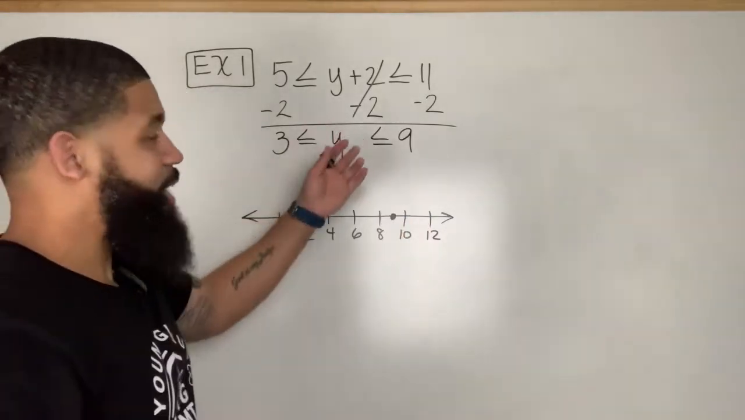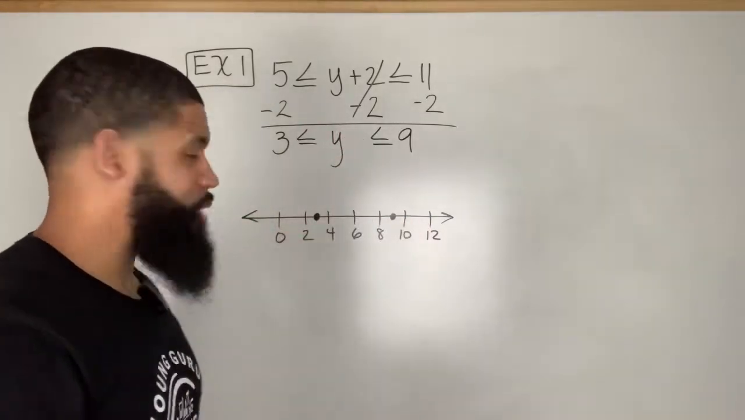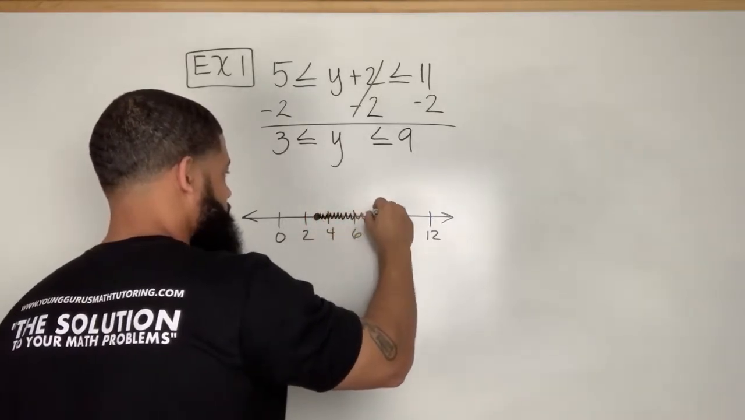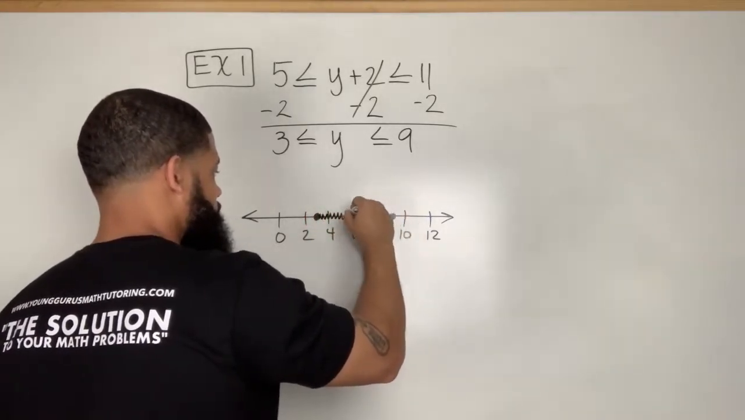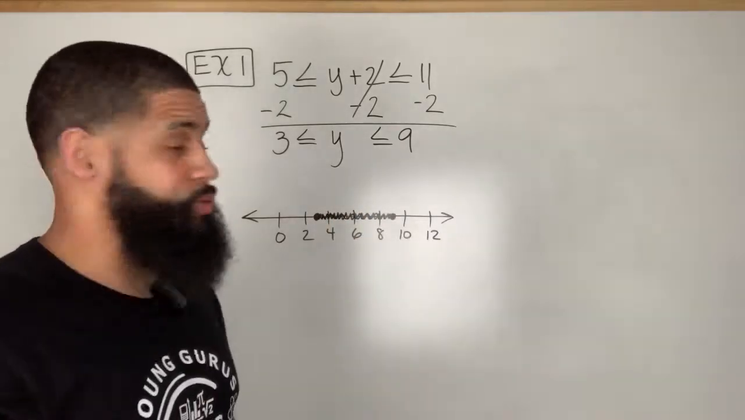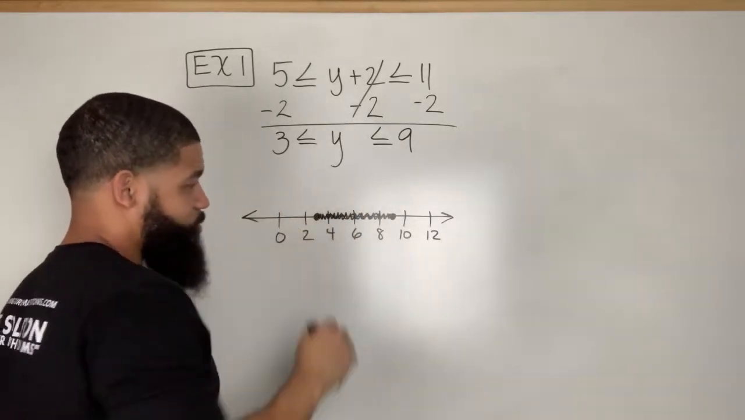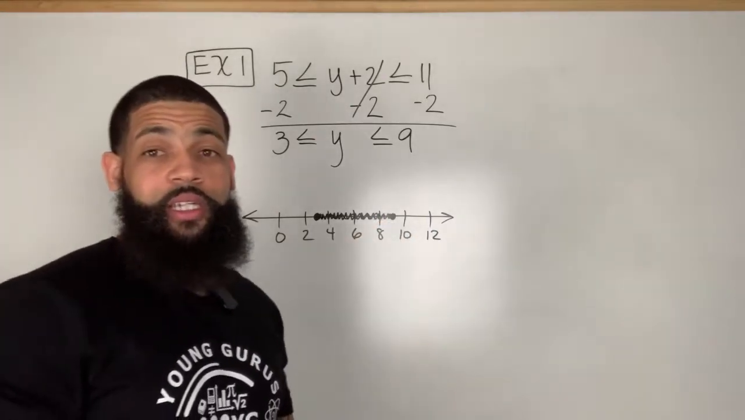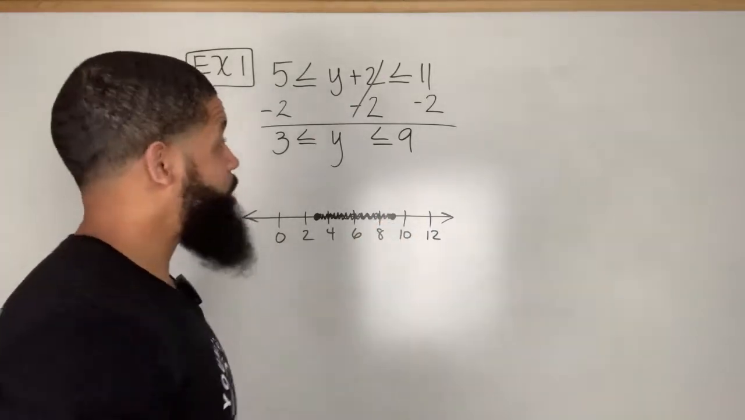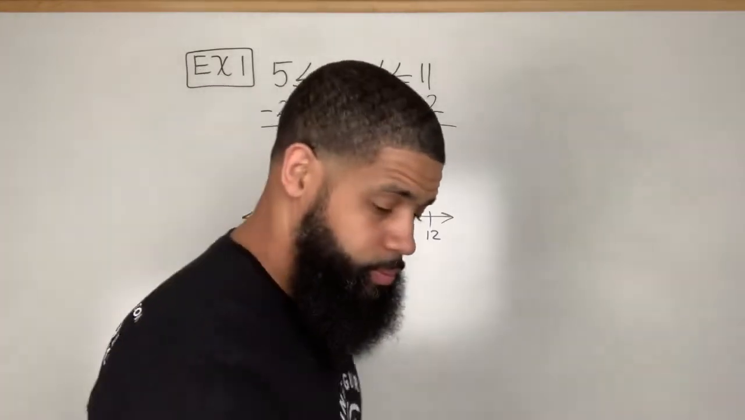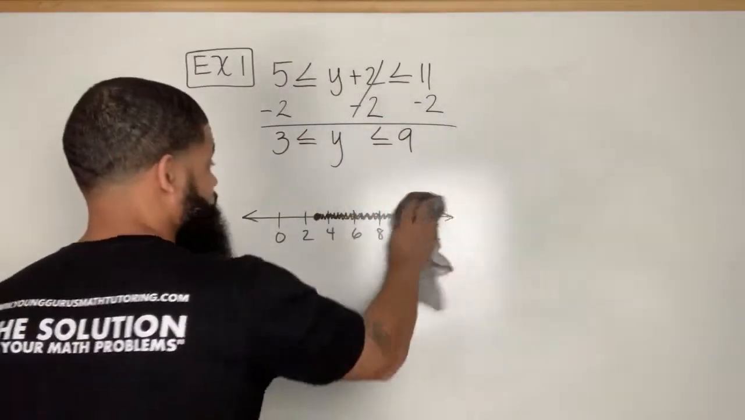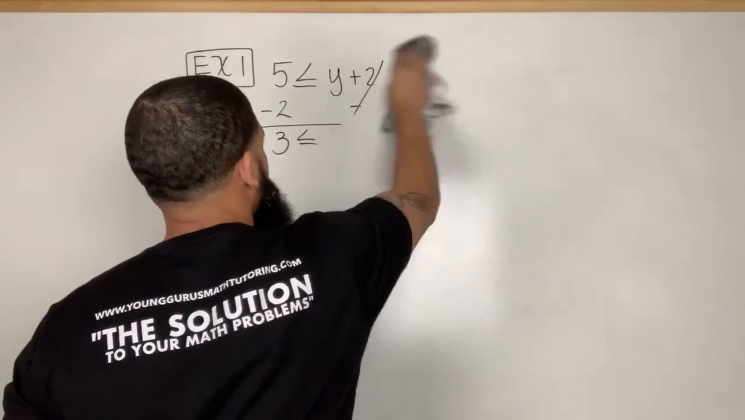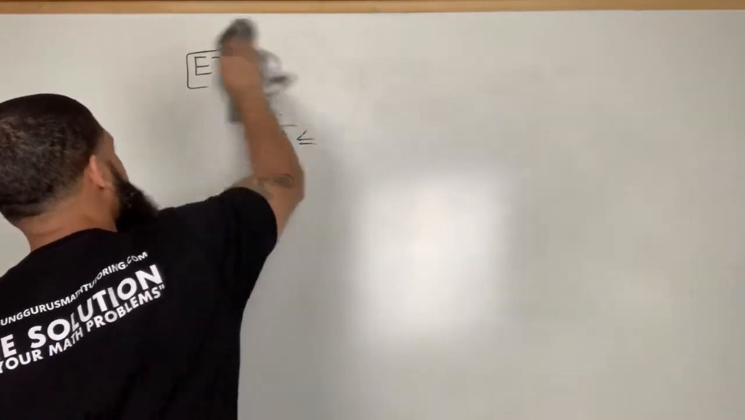And notice the y is in between the 3 and the 9. So I'm going to shade in between the 3 and the 9. Please don't be confused. 3 is halfway between 2 and 4. 9 is halfway between 8 and 10. And so that's how you solve and graph this compound inequality. So let's do another one. Of course, I need to show you multiple examples.